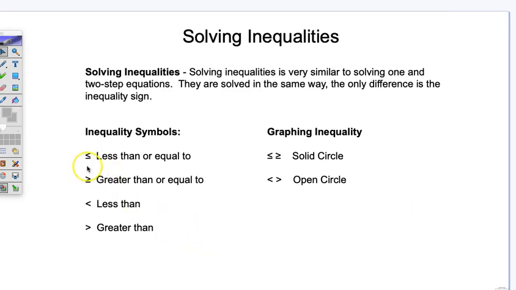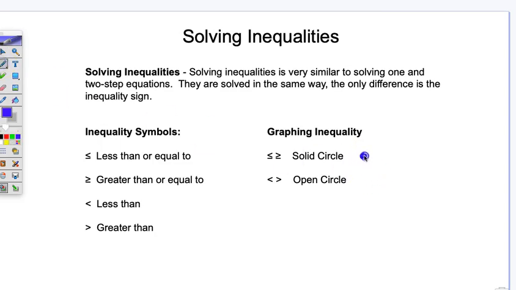The first one, we have less than or equal to, greater than or equal to, less than, greater than. And over here, we will be graphing our solutions in addition to solving the inequality. So when we have less than or equal to symbols or greater than or equal to symbols, we will use a solid circle on a number line. When we just have less than or greater than, we'll use an open circle. So those would look something like this.